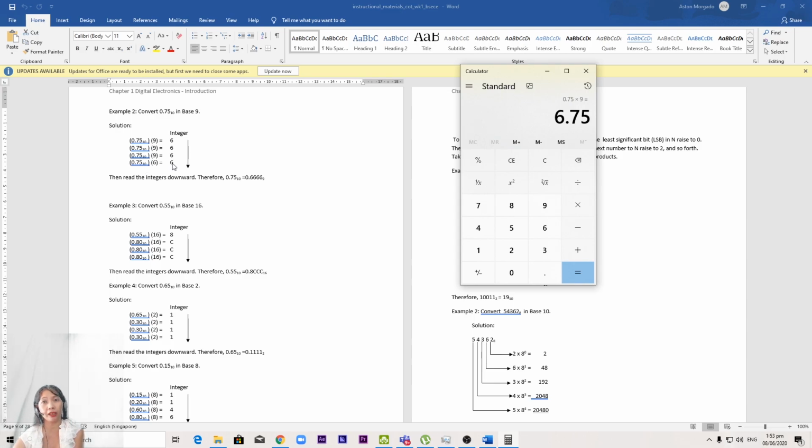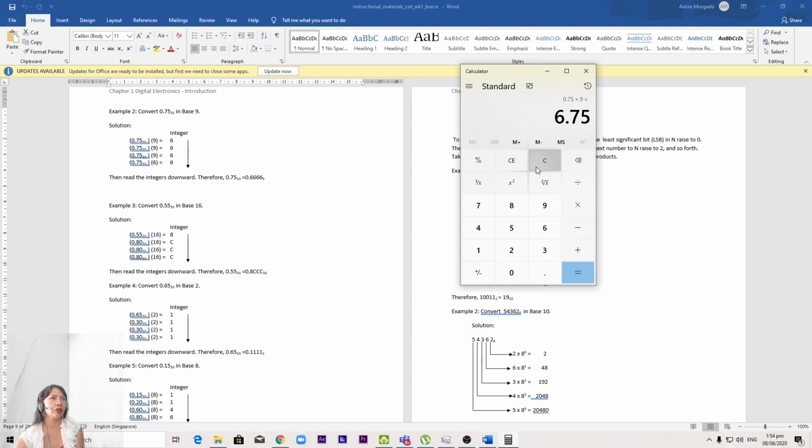So this could be an infinite number. We could go on and on, thousands of 6 here, but then we don't like that, so we'll stop here. I will only require up to the first 4 decimal numbers. So we have to cut it to the first 4 decimal numbers. So therefore, 0.75 base 10 is equal to 0.666 base 9. So that would become the answer.